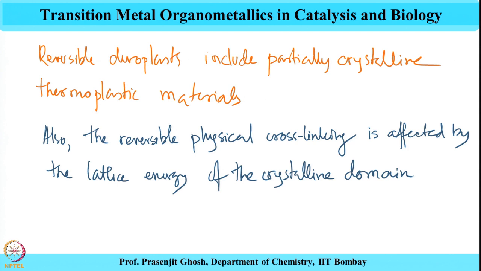Now, this is an important property, that this reversible physical cross-linking is affected by lattice energy as well. So, which sort of points to the fact that non-covalent interactions also play an important role in these materials, which are reversible duraplast. Now, so far we have discussed five classes of materials, starting from thermoplastic, duraplast, elastomers, elastoplastic materials, and reversible duraplast, based on the type of applications and the type of their material properties.